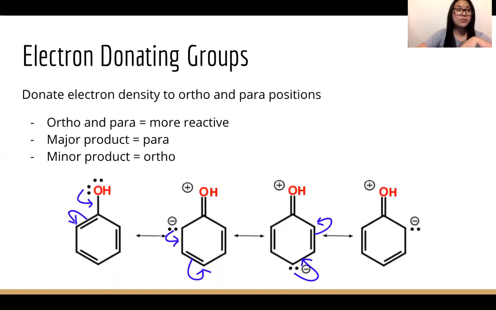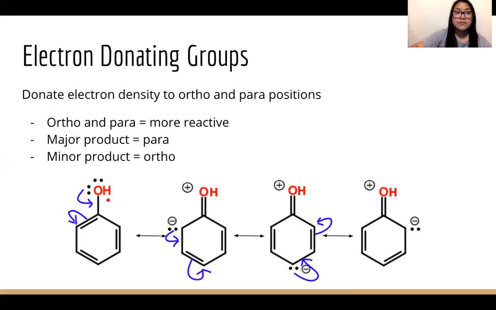So let's go a little bit more in depth. Electron donating groups donate electron density to the ortho and para positions. So that makes the ortho and para positions more reactive. The para position is going to be the major product, and the ortho position is going to be the minor product. So let's look at an example.